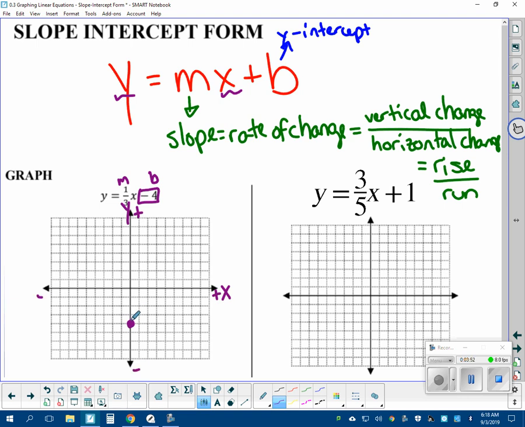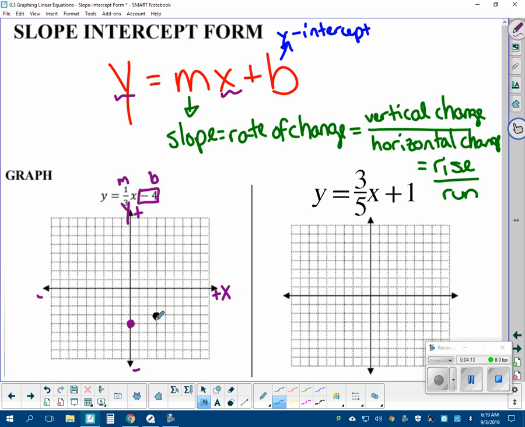So I'm going up 1. I'm not going to put a point yet. I'm just hovering my pencil there. And then right 3. 1, 2, 3. That's where the point goes. Okay, so again, I went up 1, right 3. Don't say over, because over could be either way. So be specific, either left or right.